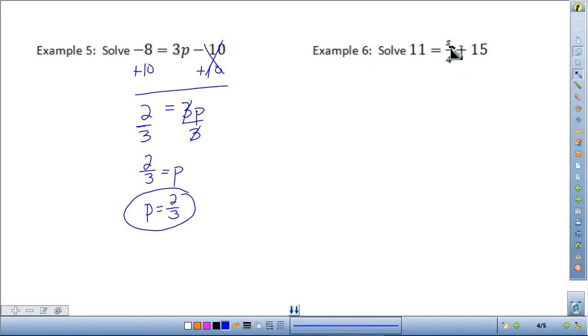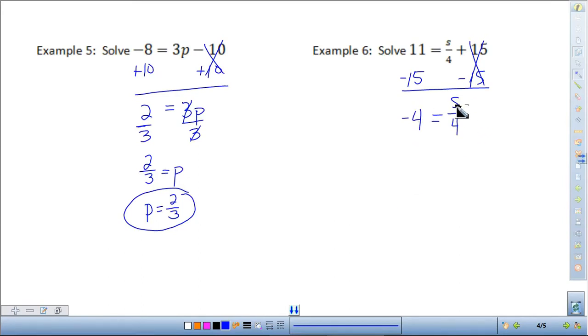So with this, I see that 15 is being added to the term that involves s. So I'm going to go ahead and subtract 15 to get rid of that. I'm going to do that from both sides to make sure that I keep my equation balanced. 15 minus 15 is 0, so that cancels out. On the right-hand side, I'm left with s over 4. On the left-hand side, we have 11 minus 15, which is going to give us negative 4.